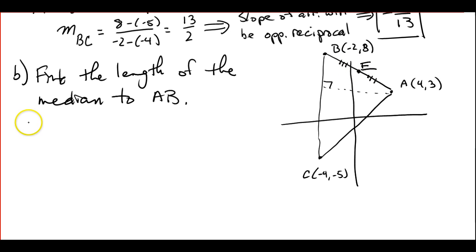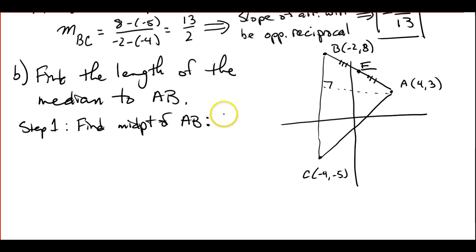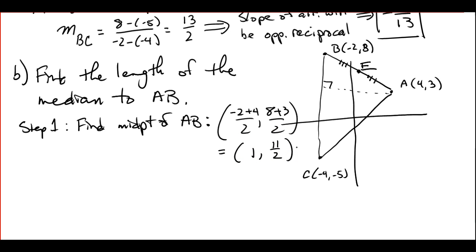So step 1, I have to find the midpoint of AB. So midpoint is like an average, so I know that that point is going to be -2 plus 4 divided by 2, and 8 plus 3 divided by 2. So that's going to give me 1, 11/2. And step 2, once I have that coordinate, we're going to find the distance.